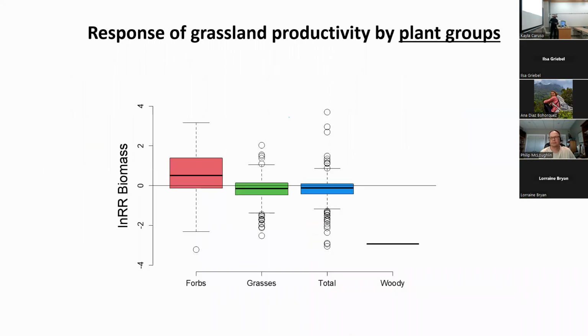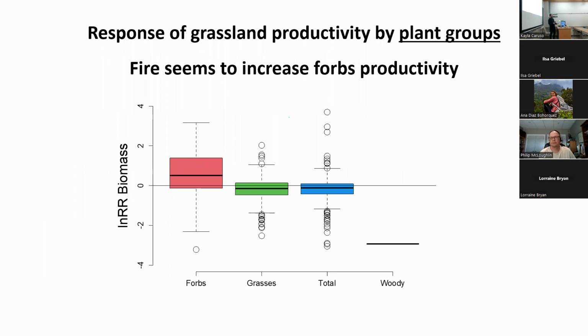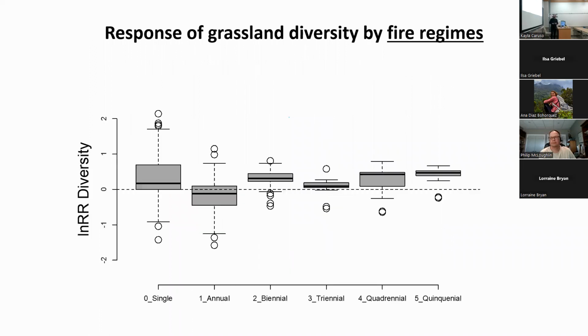And what about the response of grassland productivity by plant groups? It seems to be pretty much similar to grassland diversity. So forbs seem to be increasing in terms of productivity at a global scale, and woody species seem to be decreasing. Although we don't have a lot of studies to compare here, there are a limited number of studies that have been conducted for woody species, and that's a big knowledge gap still. And again, for grasses, it seems to be a neutral response for grassland productivity at a global scale.